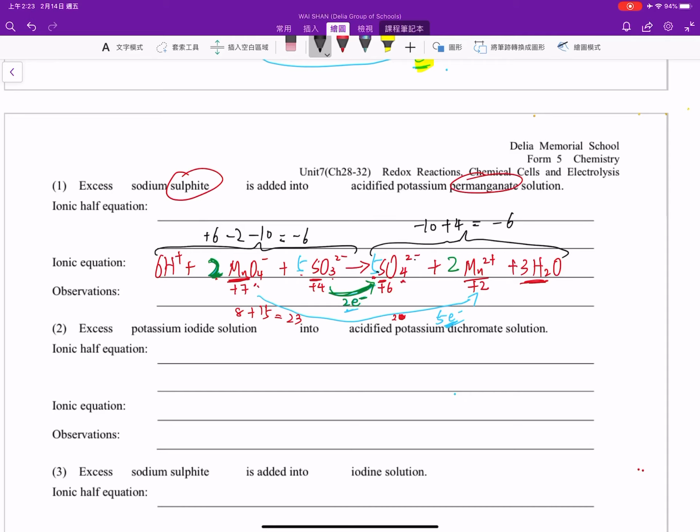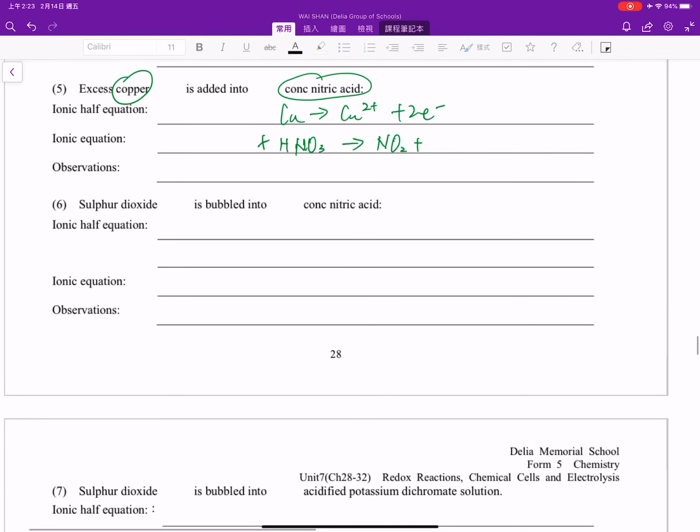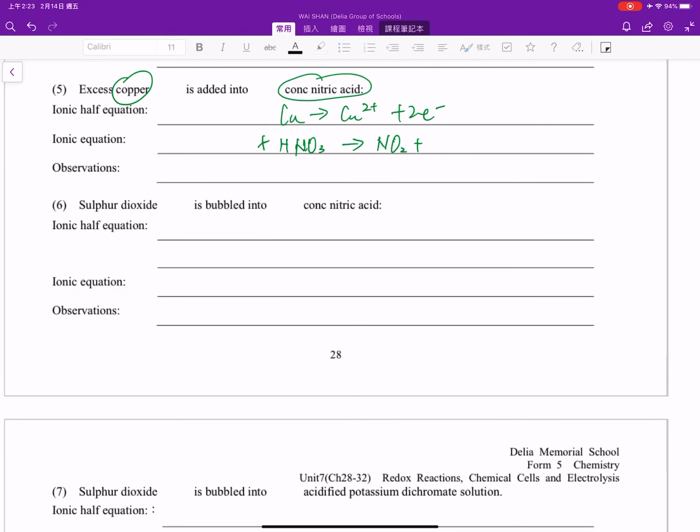So try to use this method to do the rest of them in your notebook, or you can write it in the notes, in the spaces provided below the observation. I know that the space is really small, but try to do it and be familiar with this method too.